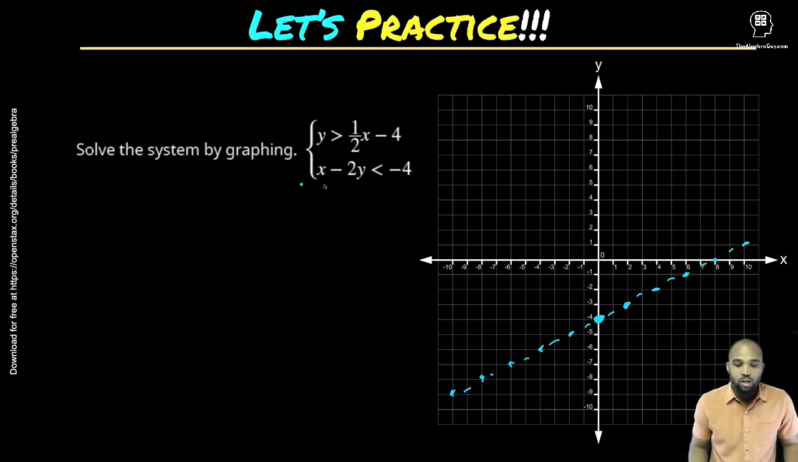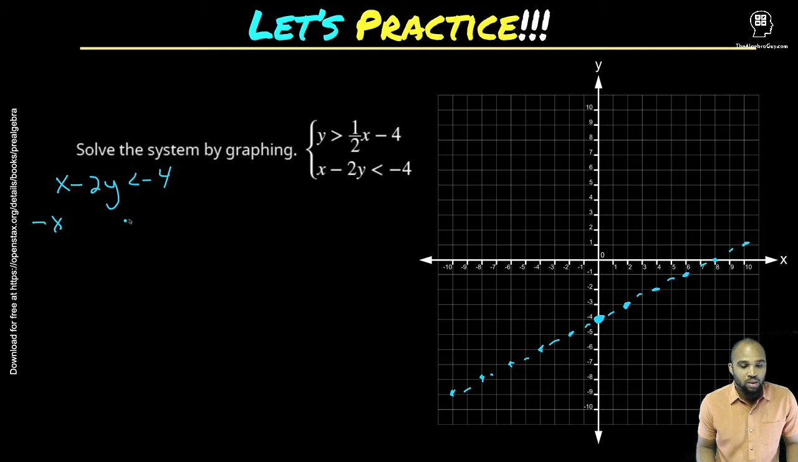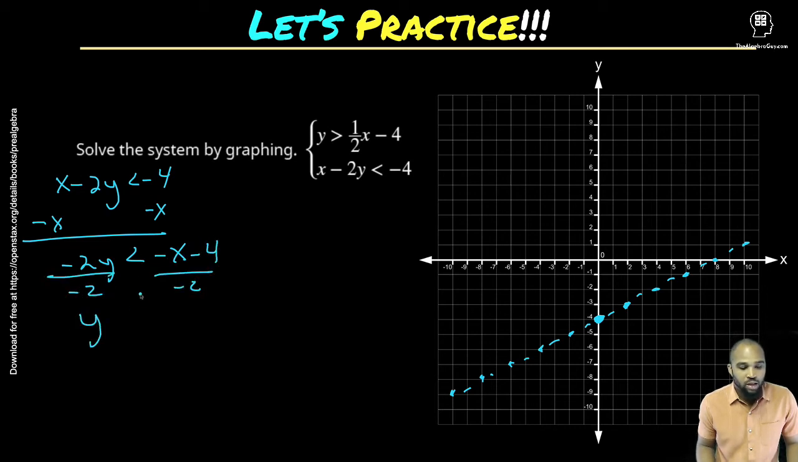All right, so let's go ahead and put this in slope-intercept form so I can see how to shade it more easily. I'm going to subtract x on both sides. Negative 2y is less than negative x minus 4. Divide by negative 2. Dividing by a negative makes this sign change the other way. Negative 1 divided by negative 2 is a positive 1/2 x. Negative 4 divided by negative 2 is a plus 2.